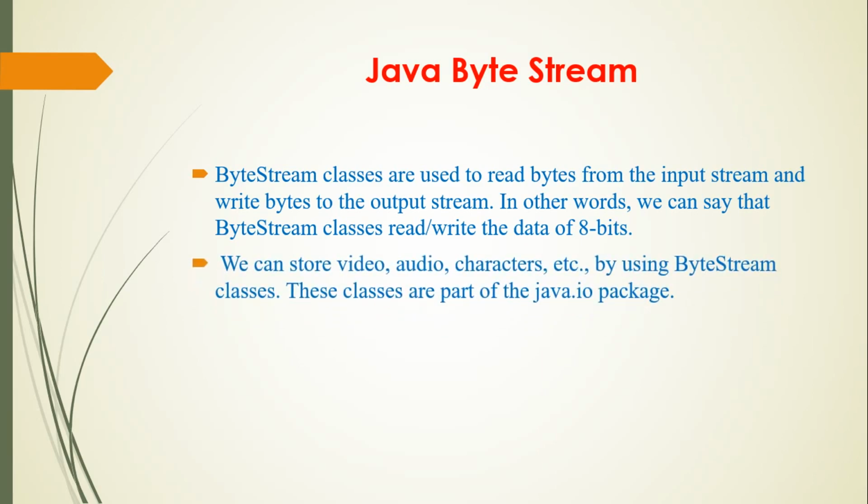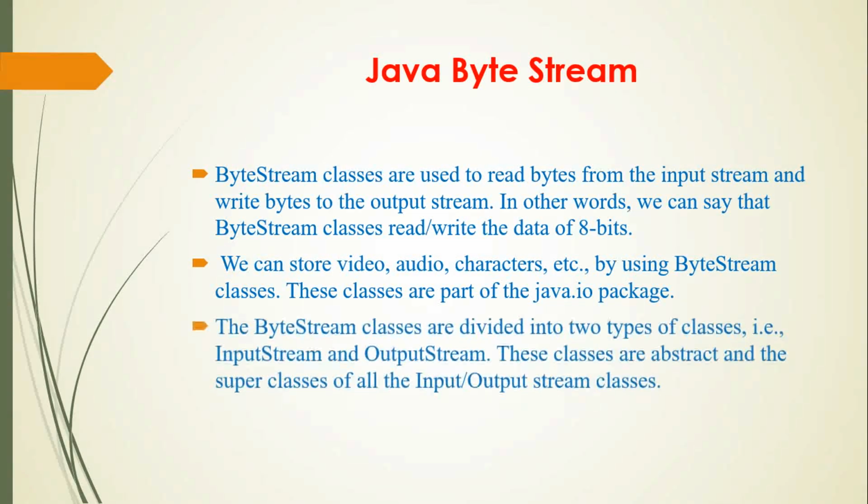We can store video, audio, characters, etc. by using the byte stream classes. These classes are part of the java.io package. The byte stream classes are divided into two types of classes. The first one is input stream and the second one is output stream. These classes are abstract and the superclasses of all the input-output stream classes.